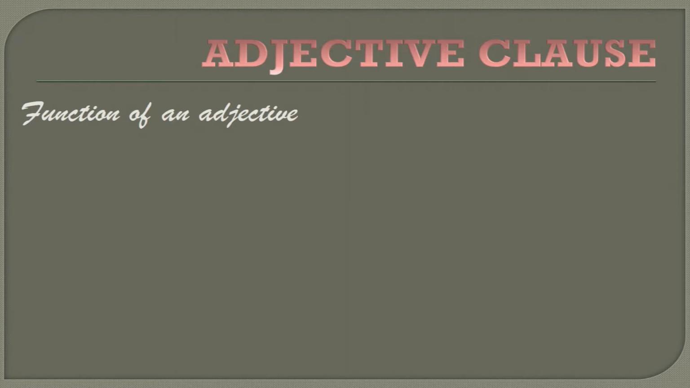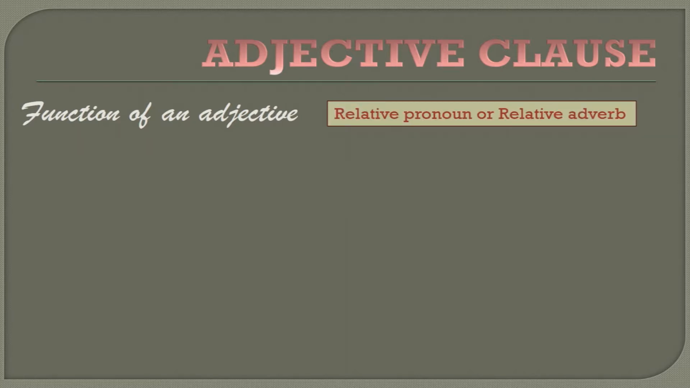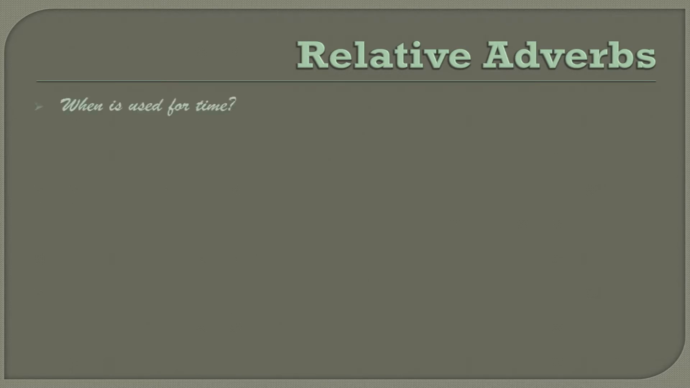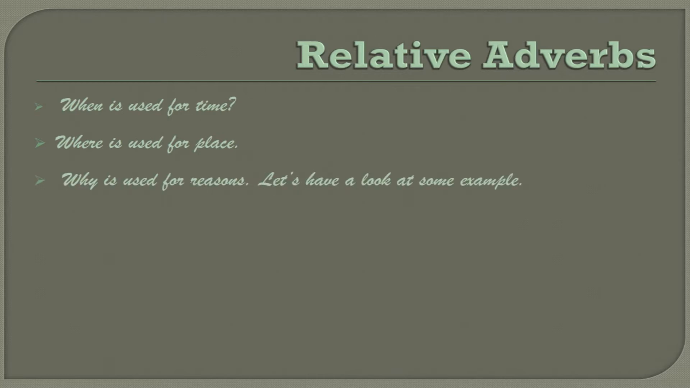It is introduced by some relative pronoun or relative adverb. Relative pronouns who, whom, whose are used to qualify pronouns. Which and that are used to qualify things. Relative adverbs: when is used for time, where is used for place, why is used for reasons. Let's have a look at some examples.